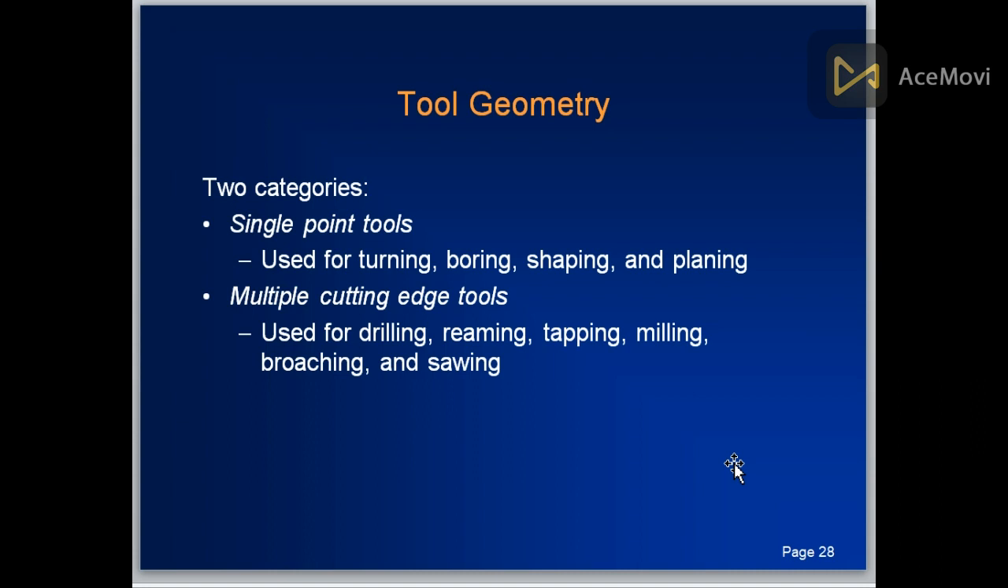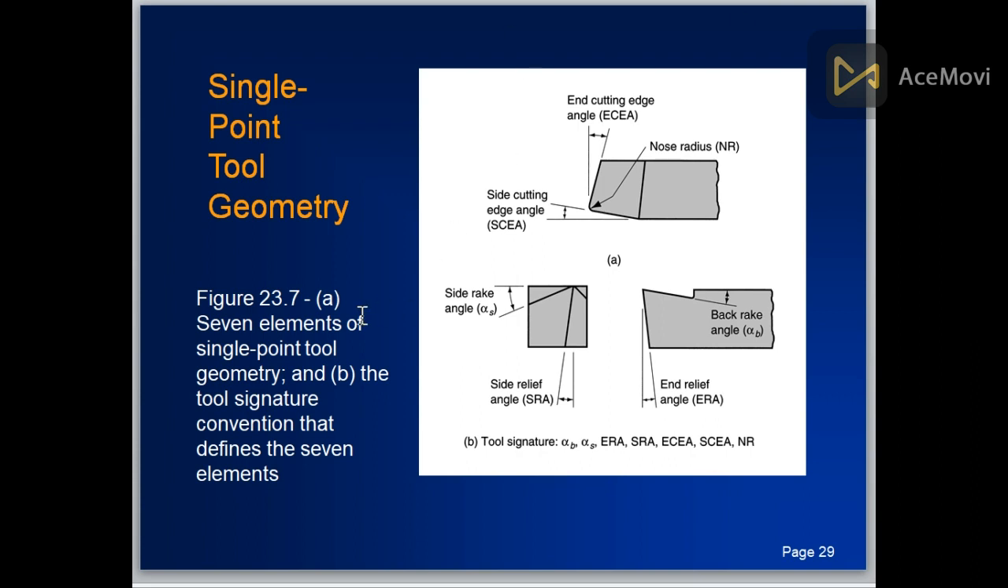There are two categories of tools: single point tools and multiple cutting edge tools. Single point is used for turning, boring, shaping, and planing, and multiple cutting edge is used for drilling, reaming, tapping, milling, broaching, sawing. Single point tool geometry.